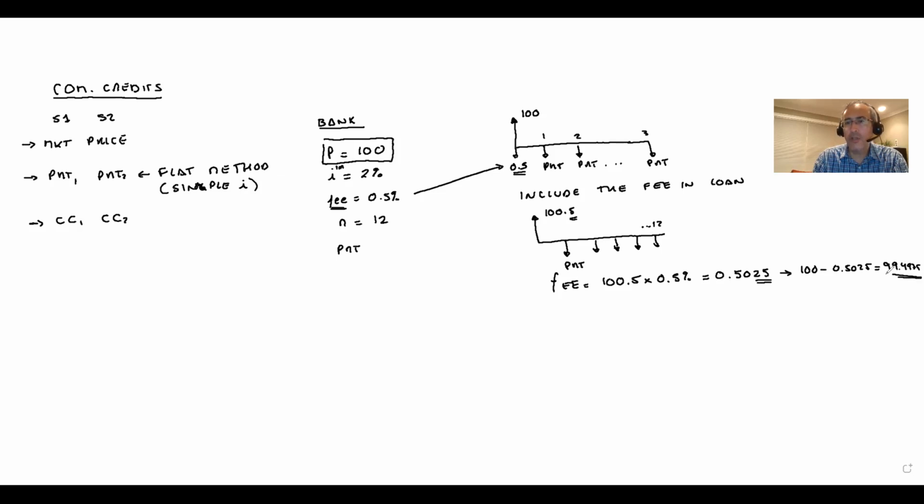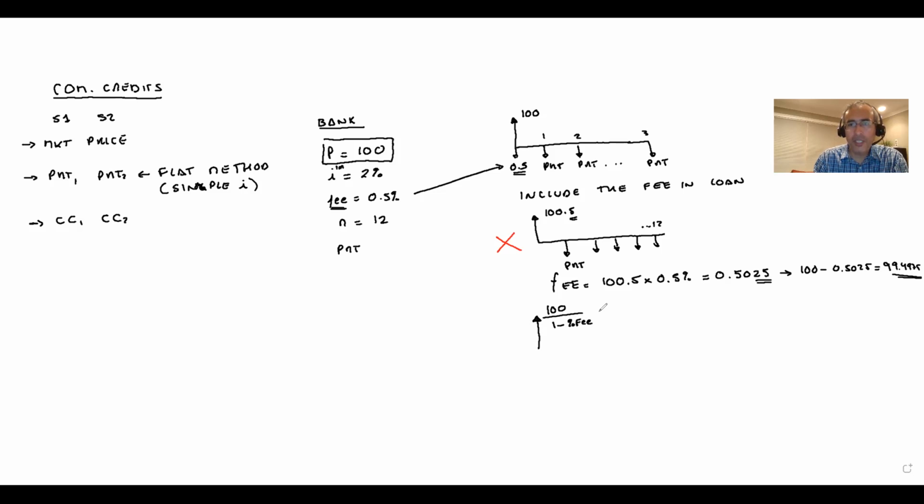So you see, this is smaller than 100, and you want your 100. Okay. So what is the correct way then? So this way here that apparently was correct, it is not correct. So the correct way of doing this, guys, is to compute: if you want to include the fee in the loan, what you need to include as a loan, so as a principal, is going to be the 100 divided by 1 minus the fee in percentage terms.